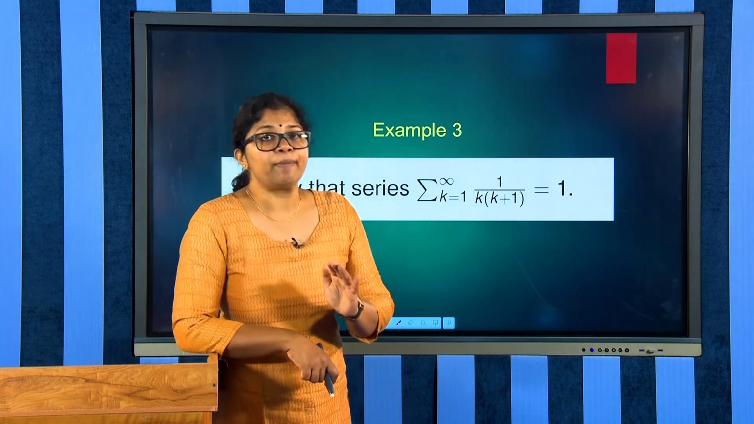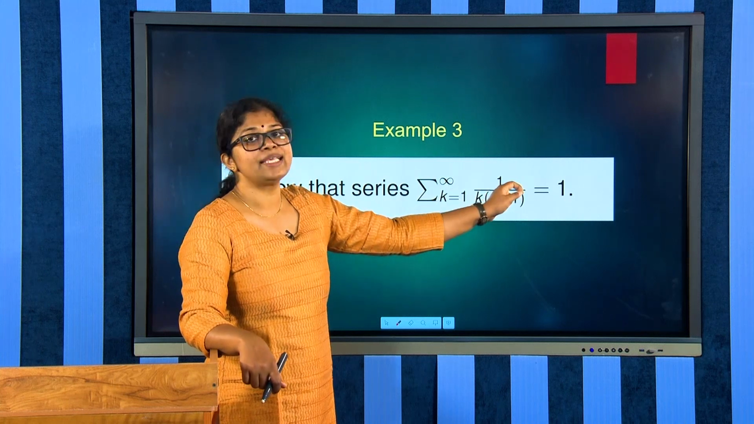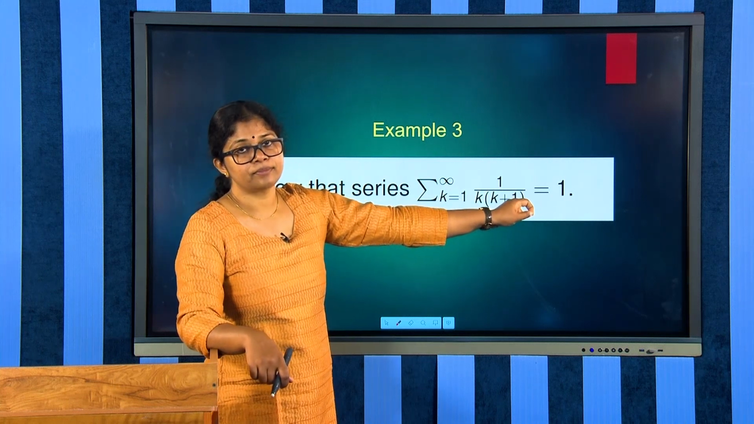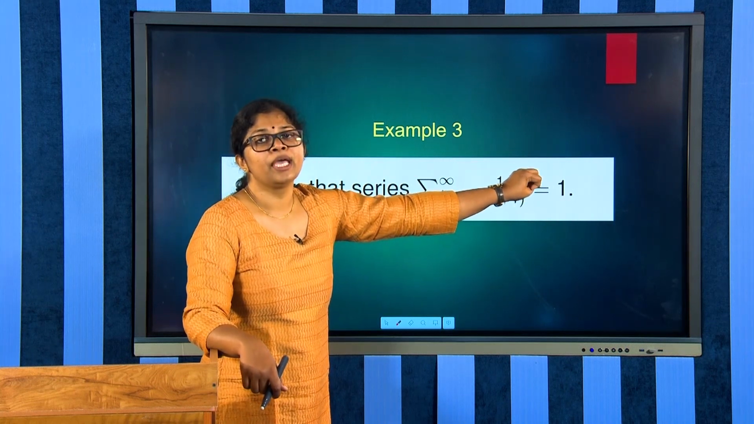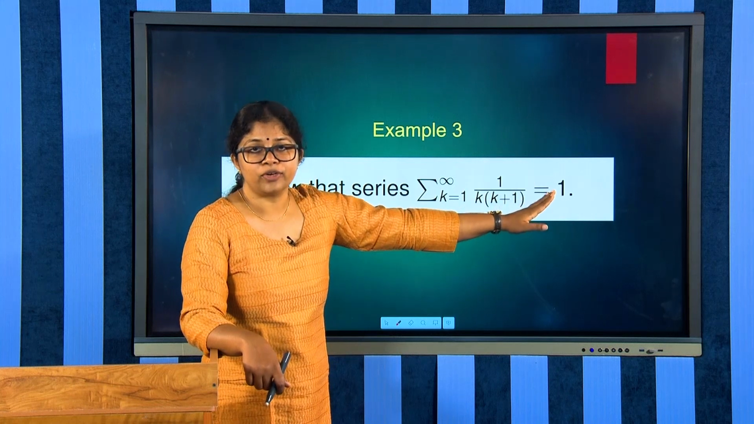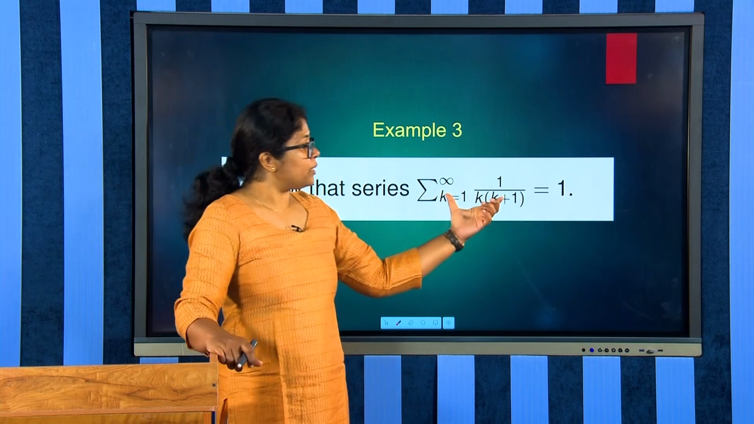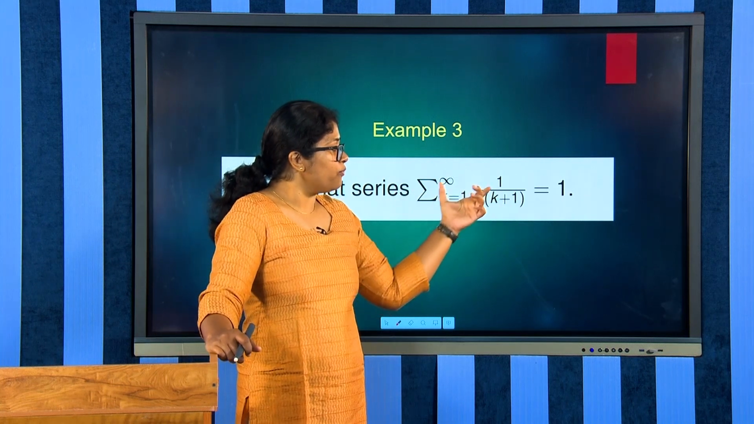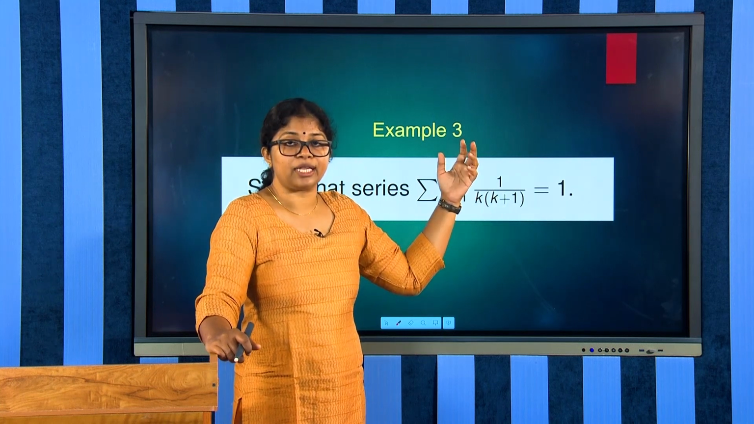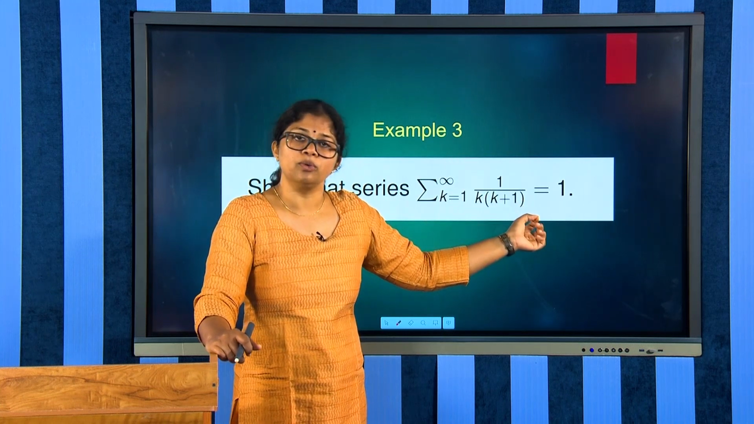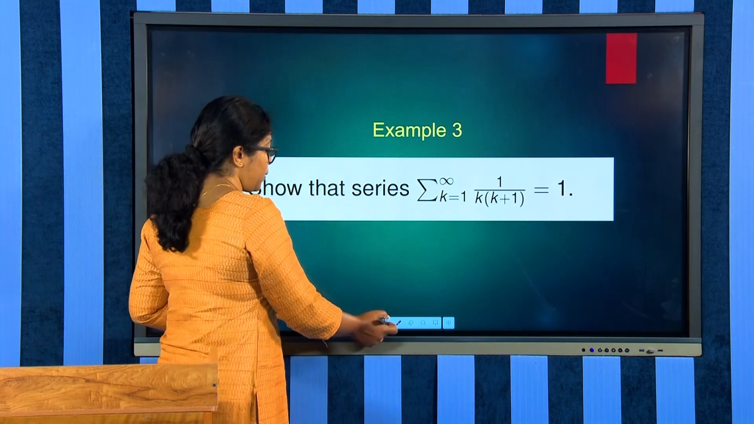Then only we will be able to write summation of 1 upon k into k plus 1 is equal to that limit. Otherwise, we cannot equate a series to a number if the series is not converging to that particular number. So this also can be read as the sum of the terms 1 upon k into k plus 1 indefinitely is exactly equal to 1. So, that is another way of reading this.